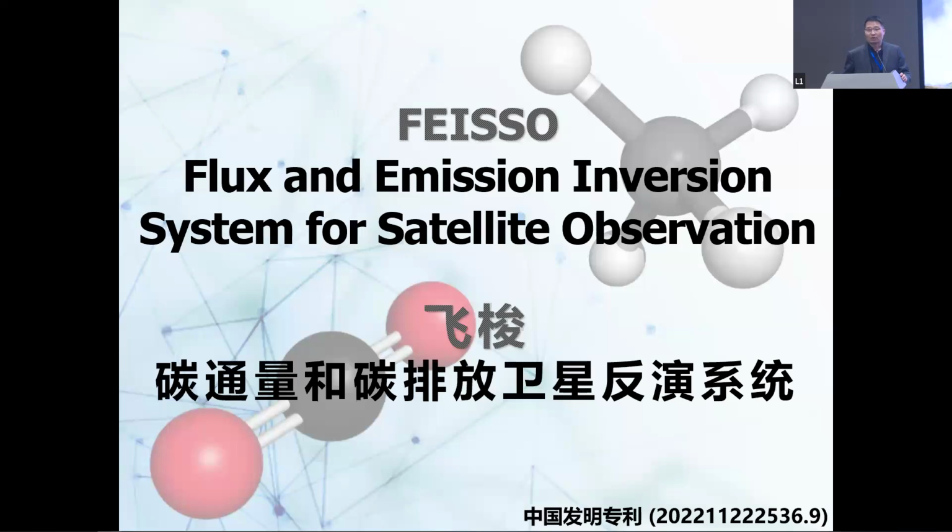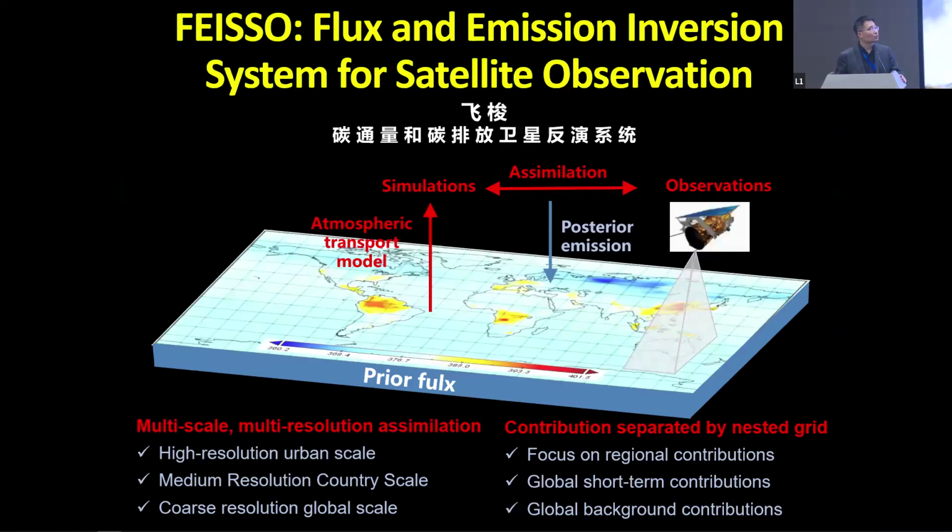For example, we also developed the FISO system. This is a so-called flux and emission inversion system for satellite observation of the carbon emission from plants, from cities, and from agricultures. So this can provide us an advanced tool. This is an example and the principles of this kind of systems. So using satellite information, in fact, we can monitor globally the carbon emission and help control the climate changes.